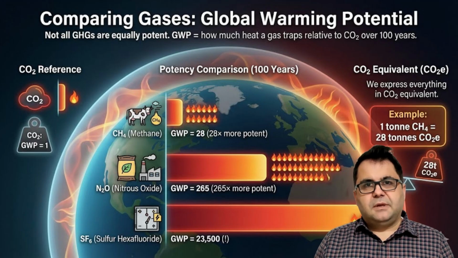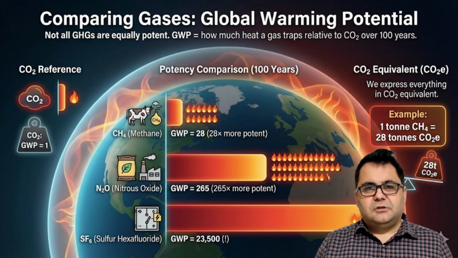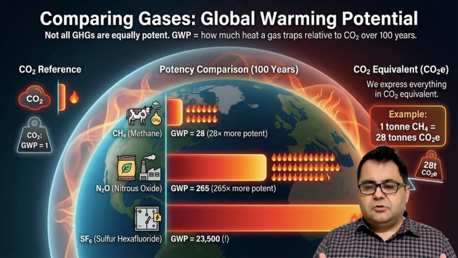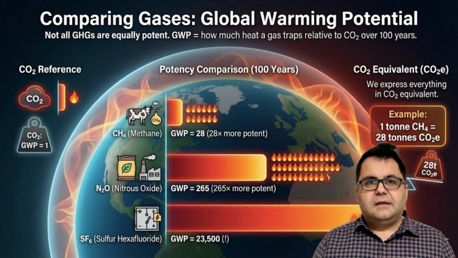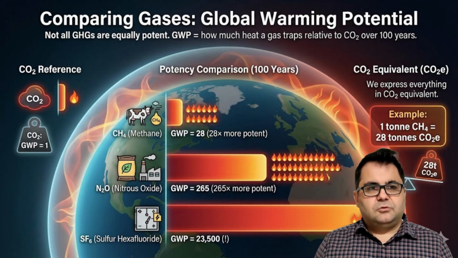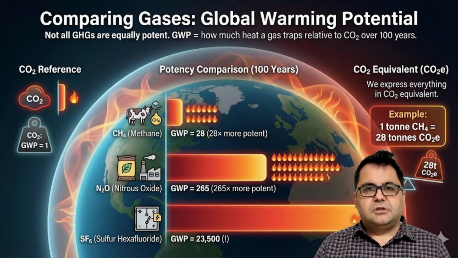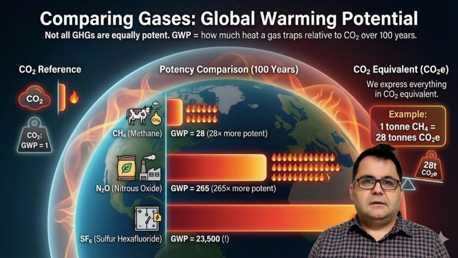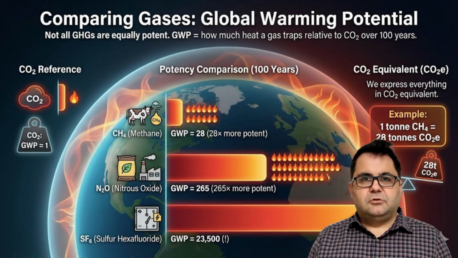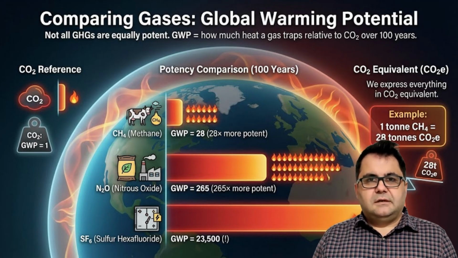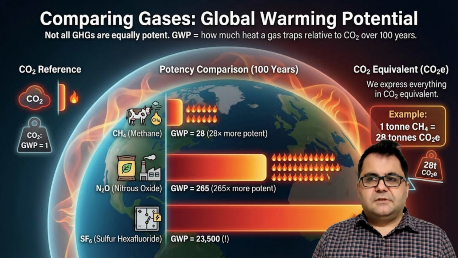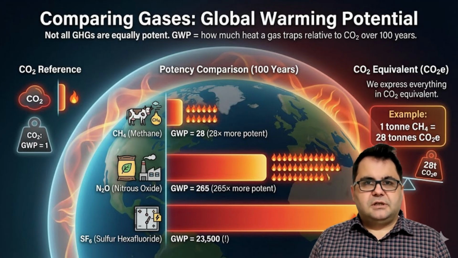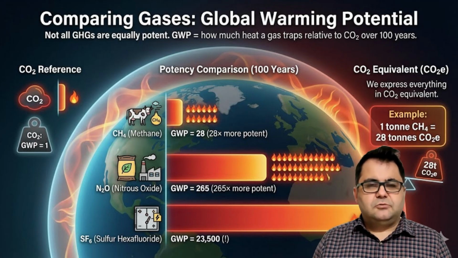Here's a critical concept for our platform. Different gases have different warming potentials. 1 kilogram of methane traps 28 times more heat than 1 kilogram of CO2 over a 100-year period. Nitrous oxide is 265 times more potent, and sulfur hexafluoride, used in electrical equipment, is a staggering 23,500 times more potent. To make these comparable, we convert everything to CO2 equivalent, or CO2e. This is a simple multiplication, the mass of gas times its GWP. In our platform, every emission entry will be stored in kilograms of CO2e. This is the universal unit of carbon accounting.